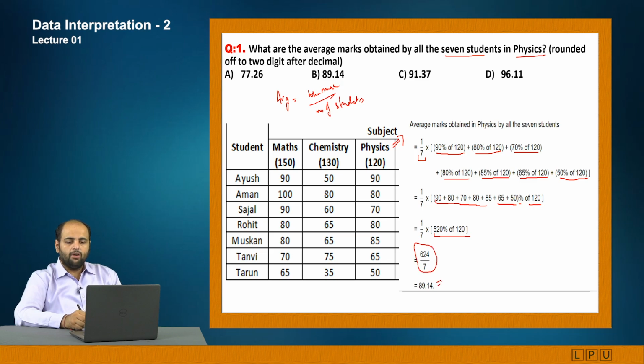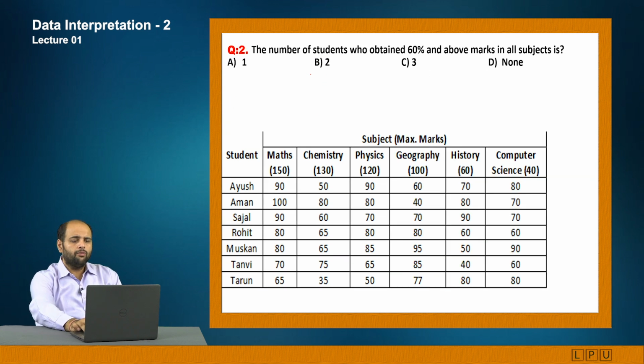If I convert it, it will be 89.14. So this will be the average marks obtained by the 7 students in physics. I hope it is clear to all of you. Just understand what the question is asking, write down the values depending upon the table, and then solve the question. So the answer will be 89.14.